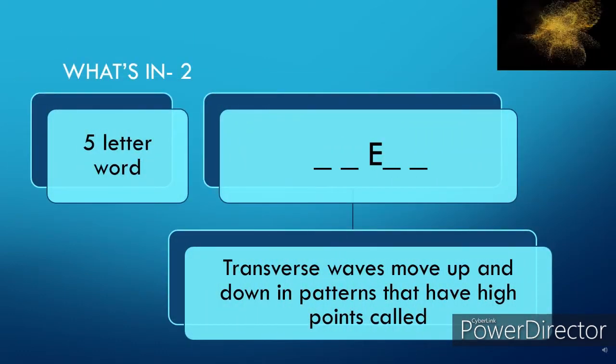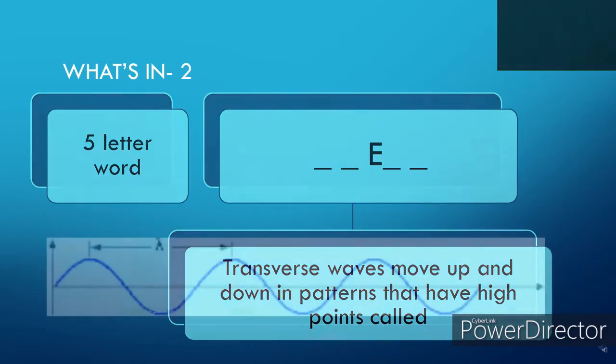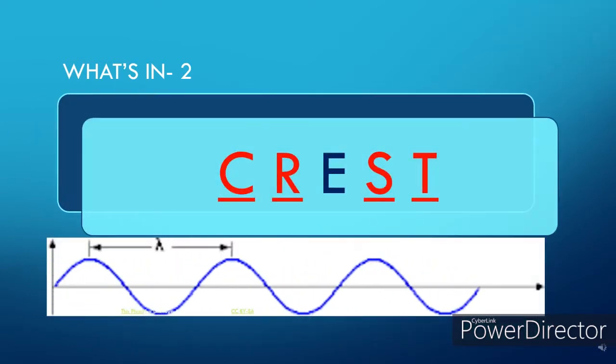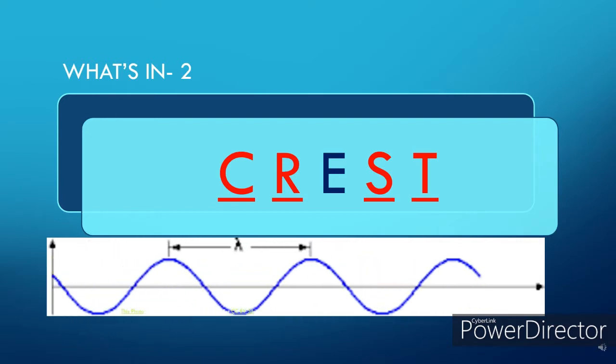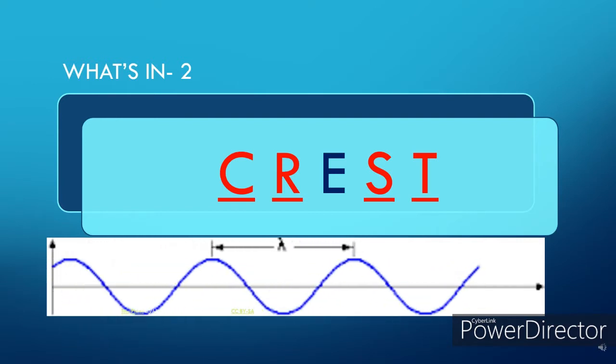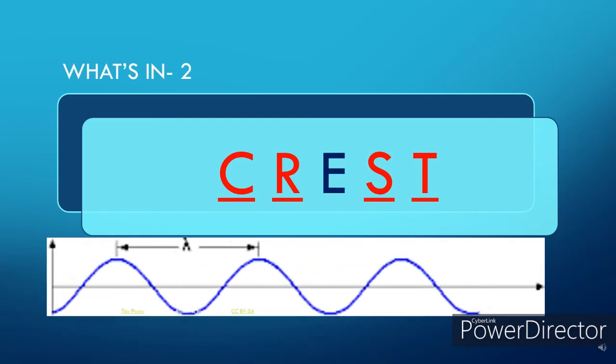Five-letter word. Transverse waves move up and down in patterns that have high points called blank. What is the word? The answer is crest. Transverse waves move up and down in patterns that have high points called crest.